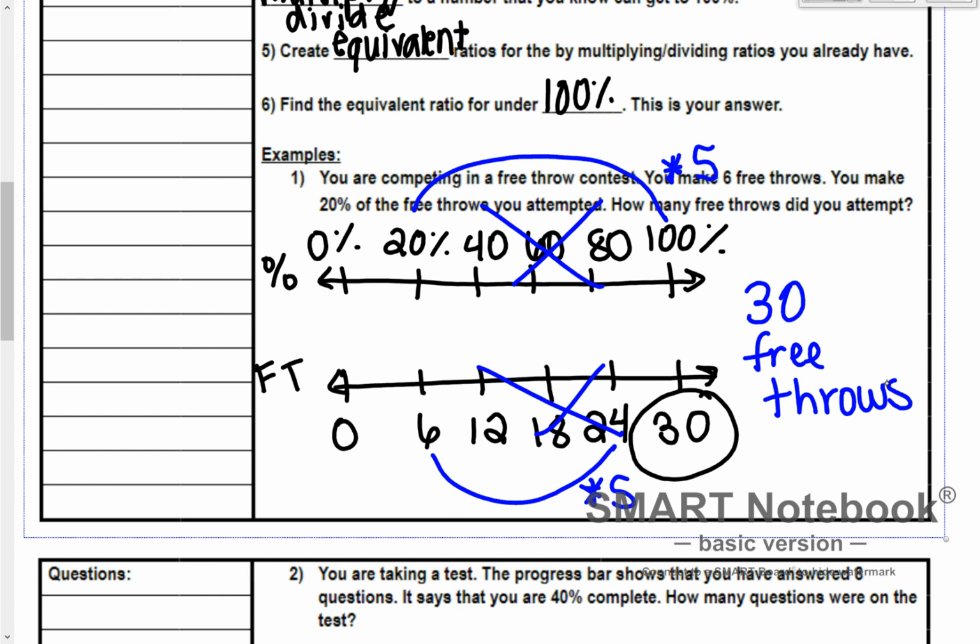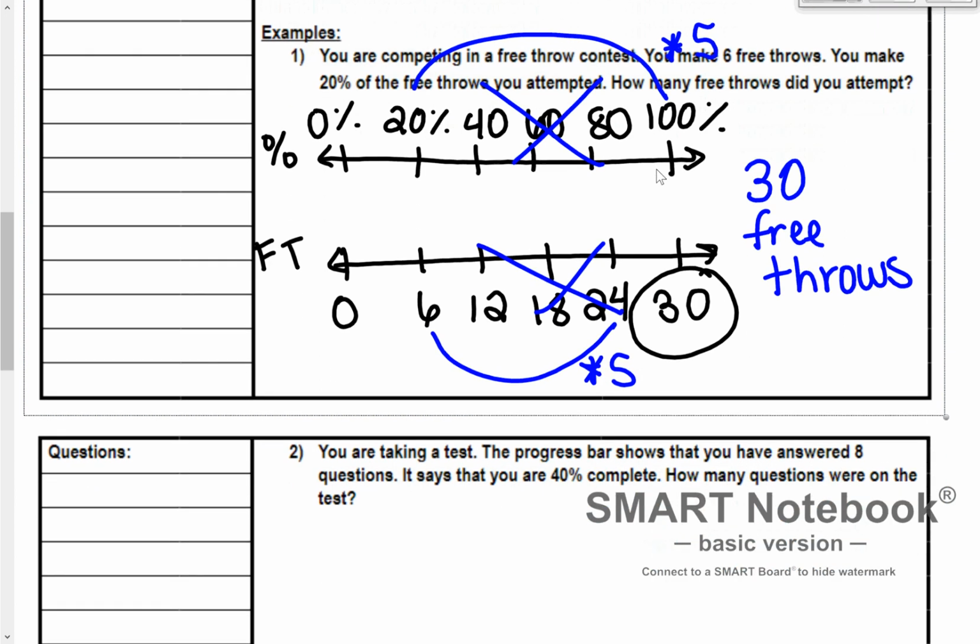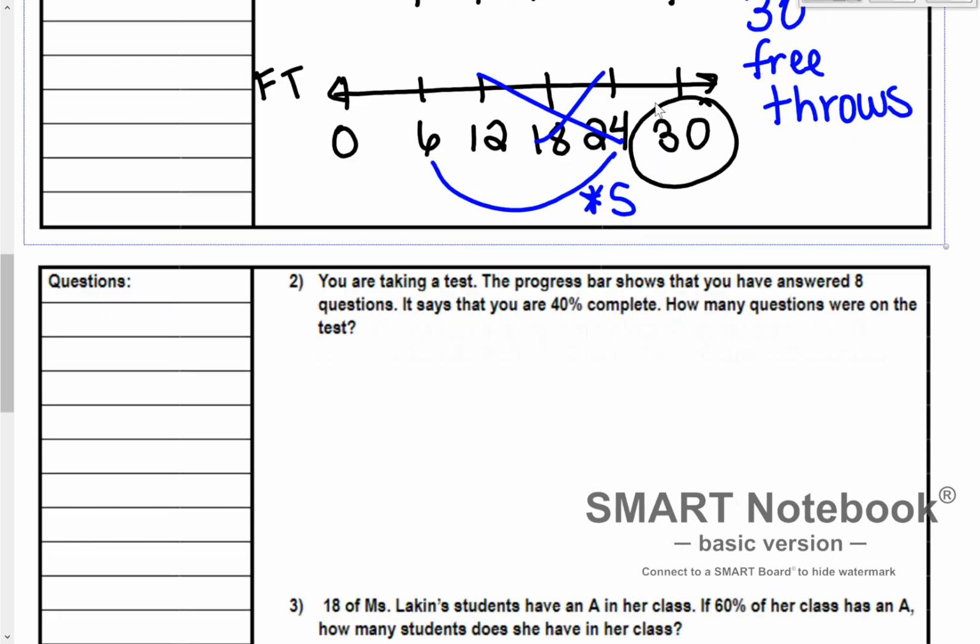Okay, so that's how we could use a double number line. If you're starting to get the hang of this, you can always pause the video and try to do some of the work ahead of time and then resume the video just to check your work. It's up to you.